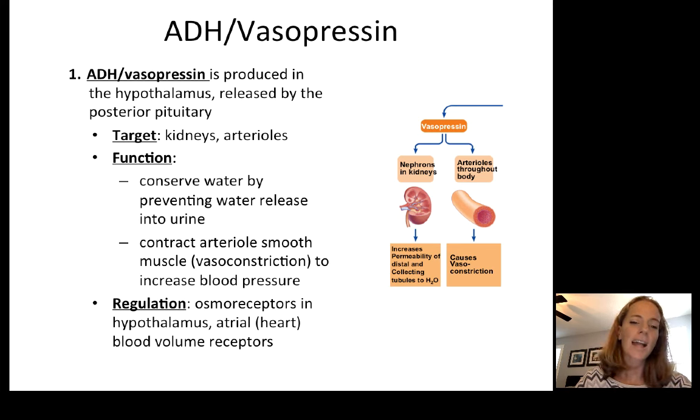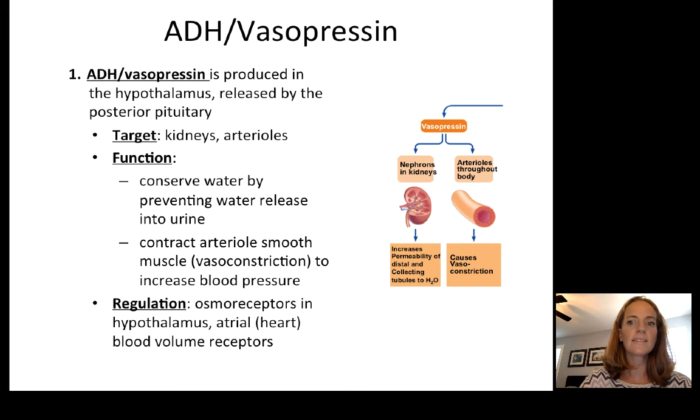It can contract smooth muscle in the arterioles, which we call vasoconstriction, to overall increase blood pressure in the whole body. The regulation of ADH is through osmoreceptors in the hypothalamus. So osmoreceptors are sensing the level of water and solutes in the blood.